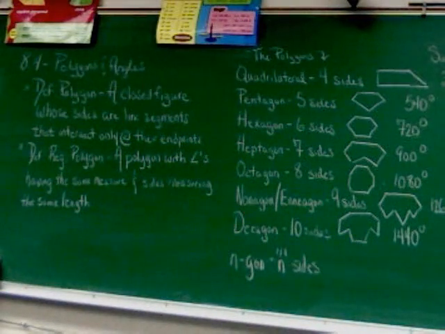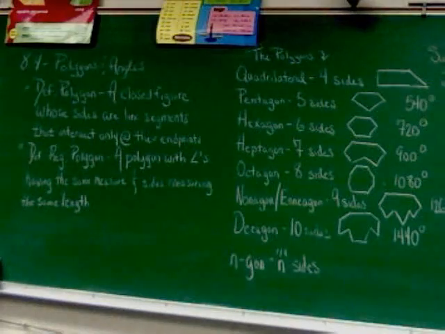Chapter 8, Section 4 is entitled Polygons and Angles. We've got two definitions here. First one is the definition of a polygon. A polygon is a closed figure, closed meaning simply that all the sides of the shape connect. There's nothing that's open somewhere. A closed figure whose sides are line segments that intersect only at their endpoints.